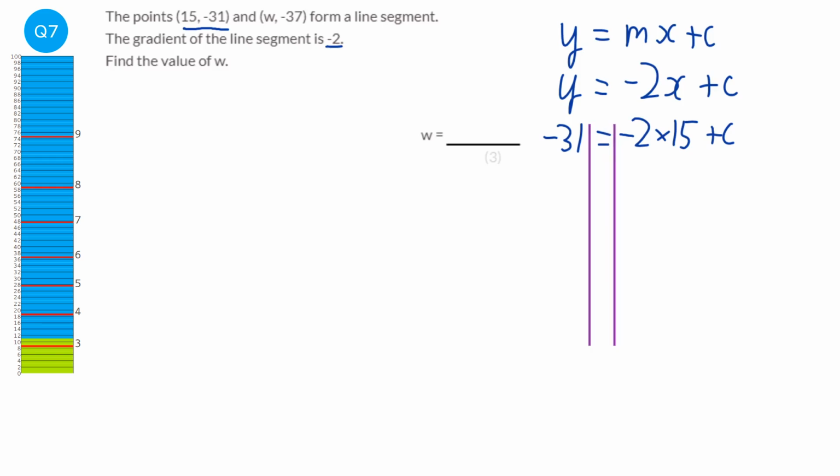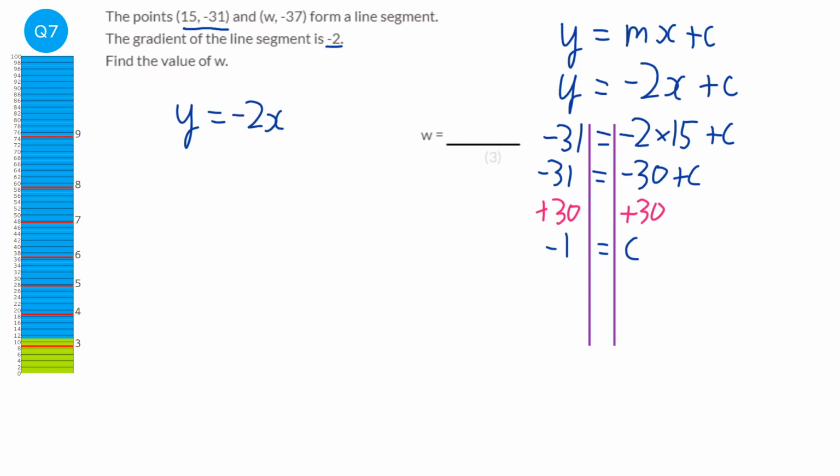And we're going to use this to solve and find out what c is. So first thing I'm going to do is just tidy this up. 2 times 15 is 30, so -30 plus c. And I'm just going to add 30 to both sides to get c on its own. So that would be -1 equals c. So c is -1. So we now know that the equation is y equals -2x minus 1. And we're told that the y is -37, and we're looking for the x value, which they've called w.